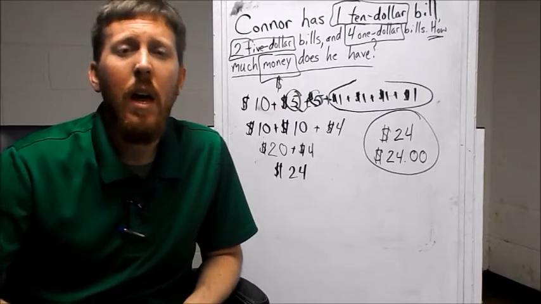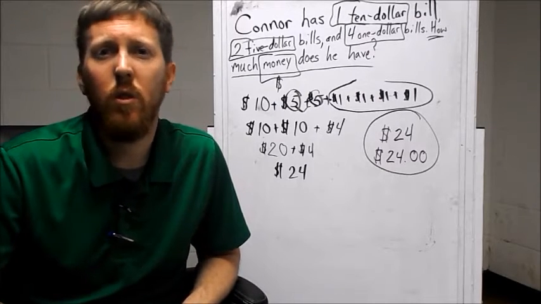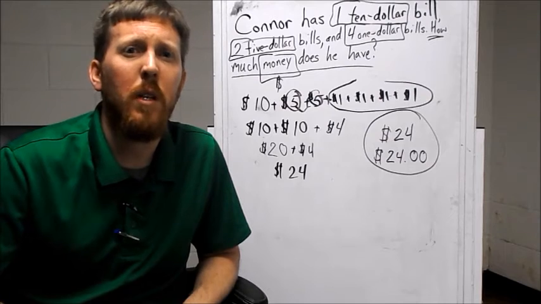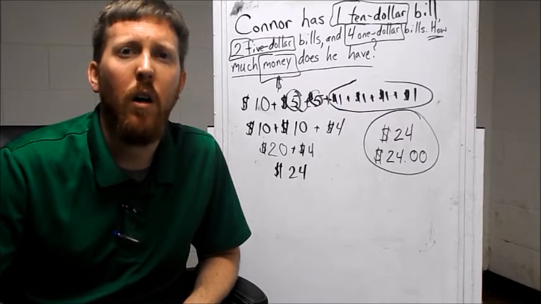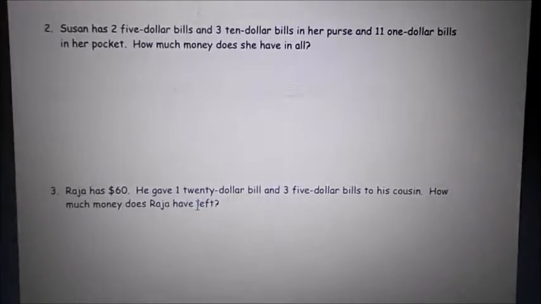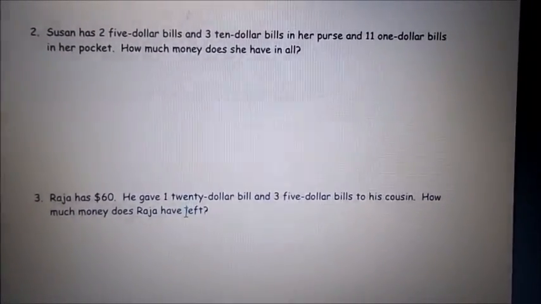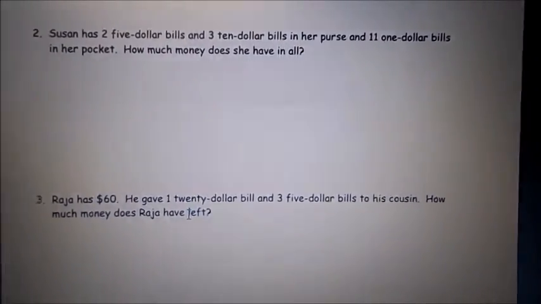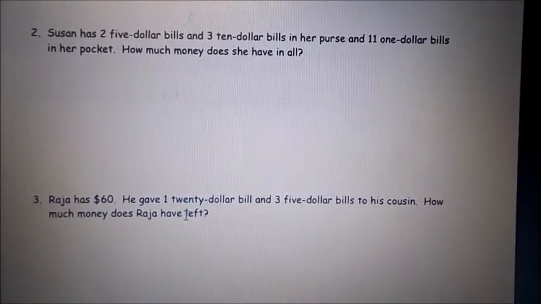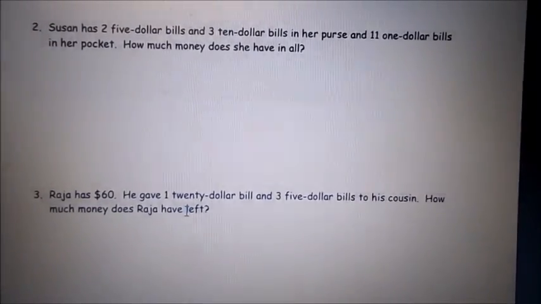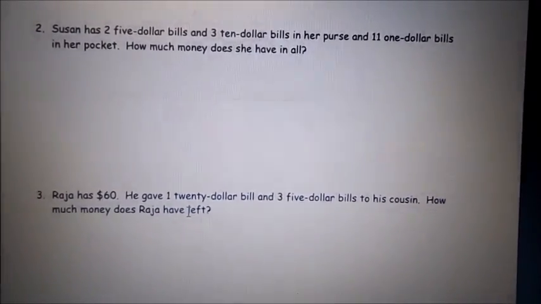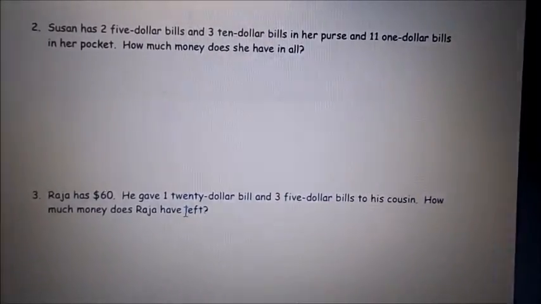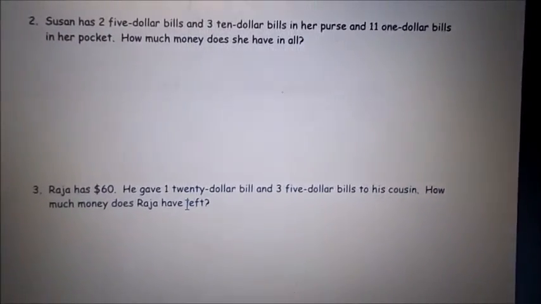As an example, I'm going to slide over to the screen, show you the next two problems, and then you're going to be able to find those problems on a Google form. The two questions that you're going to be answering today on your Google Forms are going to be the number 2 question and the number 3 question. The number 2 question reads, Susan has 2 $5 bills and 3 $10 bills in her purse and 11 $1 bills in her pocket. How much money does she have in all?